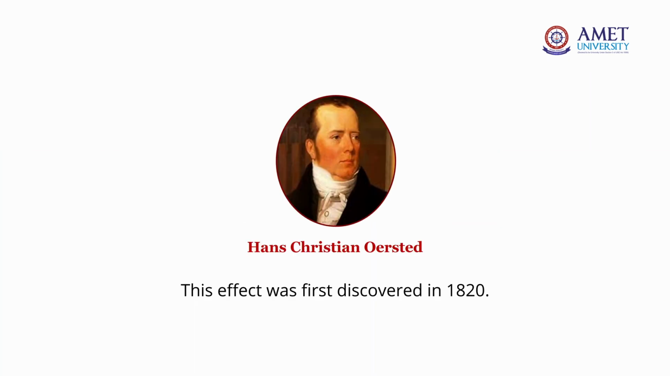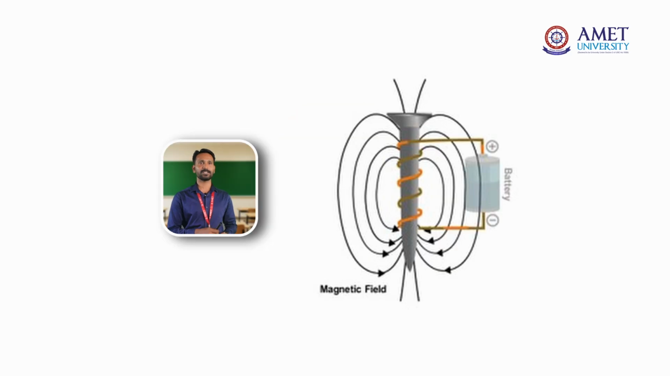We know that there are three different types of materials available: insulator, semiconductor, and conductor. In the conductor, when current flows through it, a magnetic field will be created around it. The effect was first discovered by Hans Christian Oersted in 1820. You can see the images.